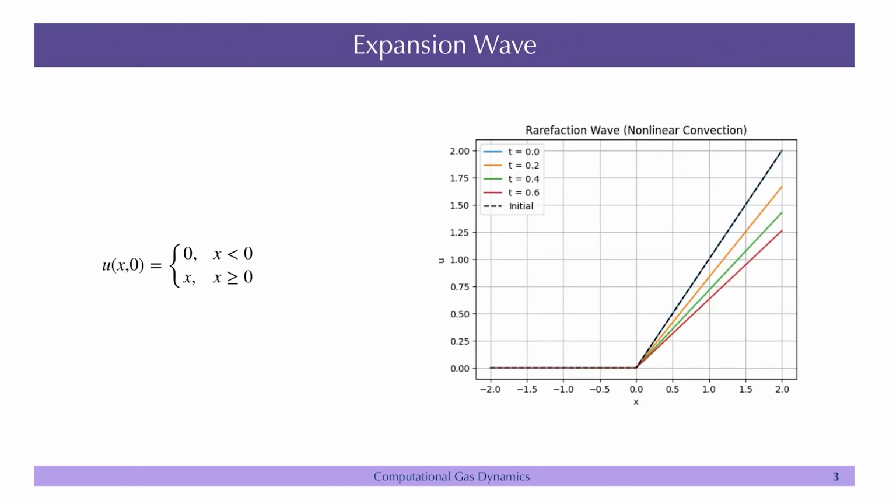So, this is one shape, which is given by this expression. If x is less than 0 then it is 0, if x is greater than 0 then it is x, right. So, you have a wave which is like this. This is the profile, the black one that you see here. Now, we are using the same equation ∂u/∂t + u ∂u/∂x = 0, right. So, what will happen?